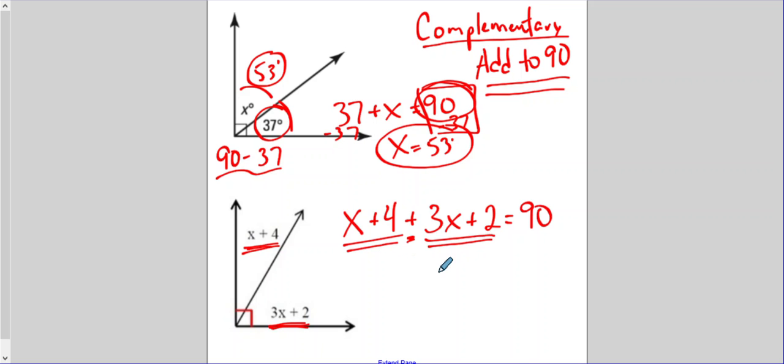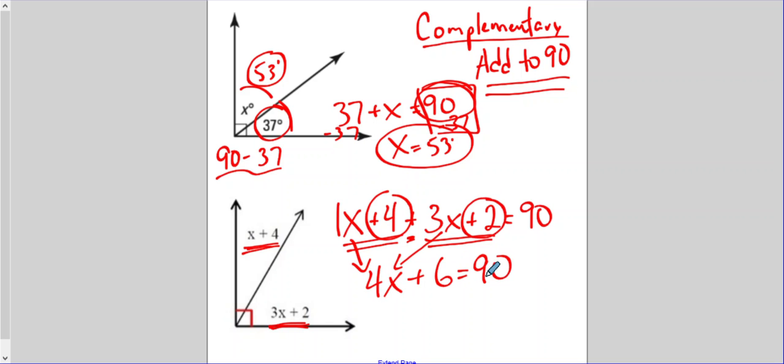Now I'm going to solve that equation. I'm going to combine like terms. X plus 3x. That's really 1x plus 3x, but that becomes 4x. And 4 plus 2 becomes 6. That equals 90. Then I'm going to solve that by subtracting 6 from both sides. That gives me 4x equals 84. And then I divide by 4 as the last step. And x equals 21.